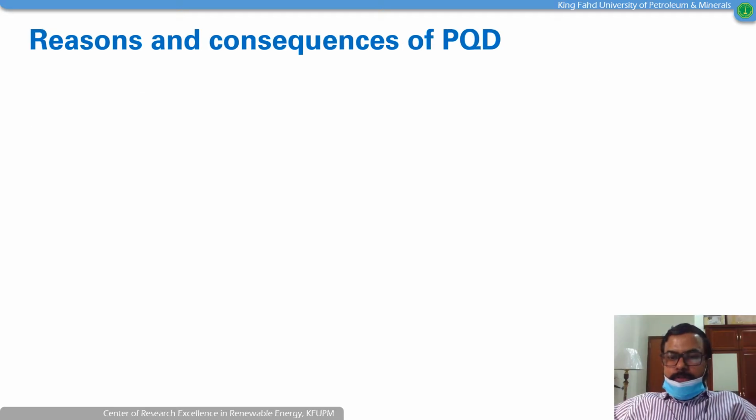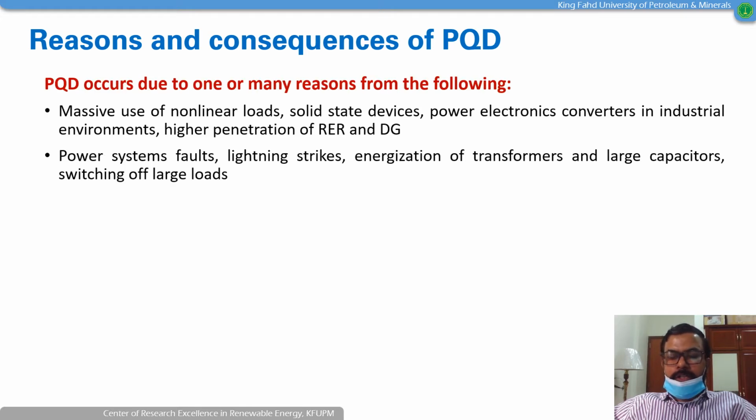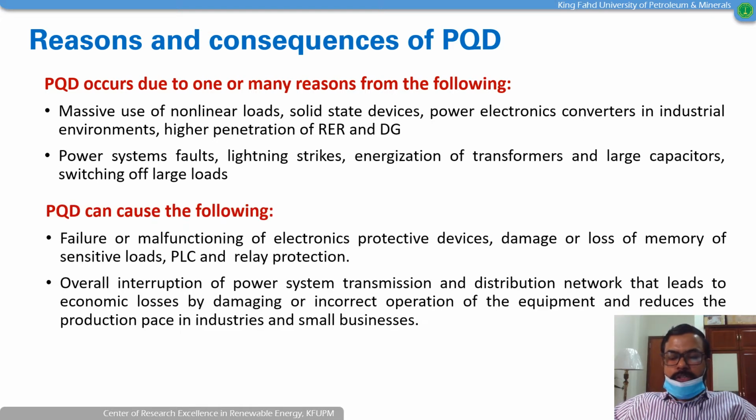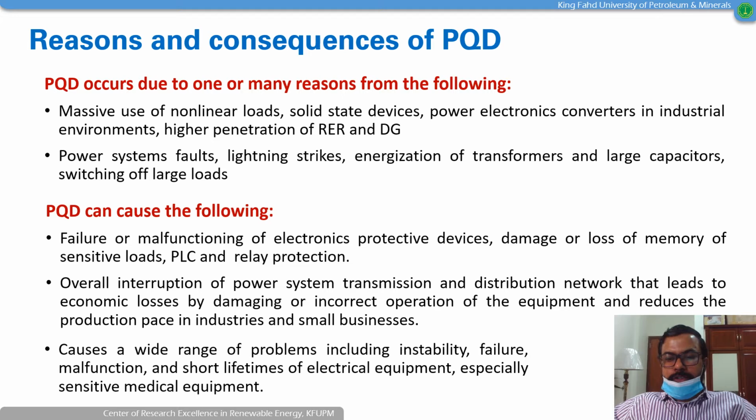Power quality disturbances can occur for many reasons, including the presence of nonlinear loads, the integration of renewable energy resources using power electronic converters, power system faults, lightning strikes, energization of transformers, and switching on or off large loads or large capacitor banks. There are many consequences of power quality disturbances, including malfunction of protective devices, malfunction of sensitive electrical appliances, and economic losses.